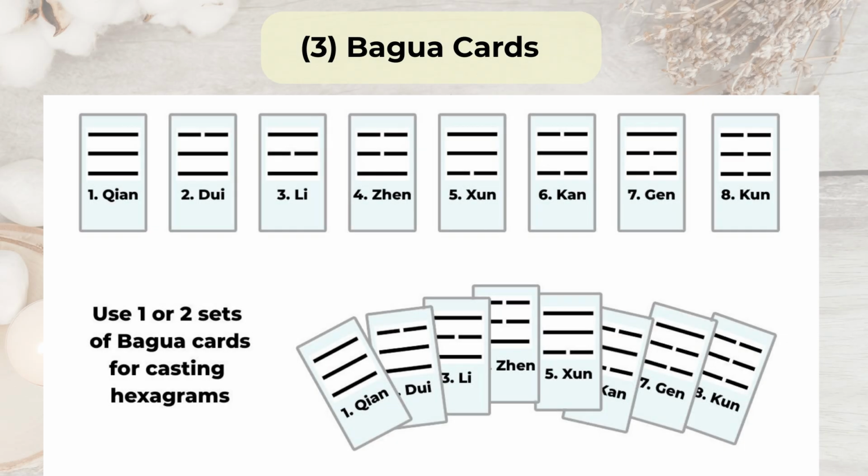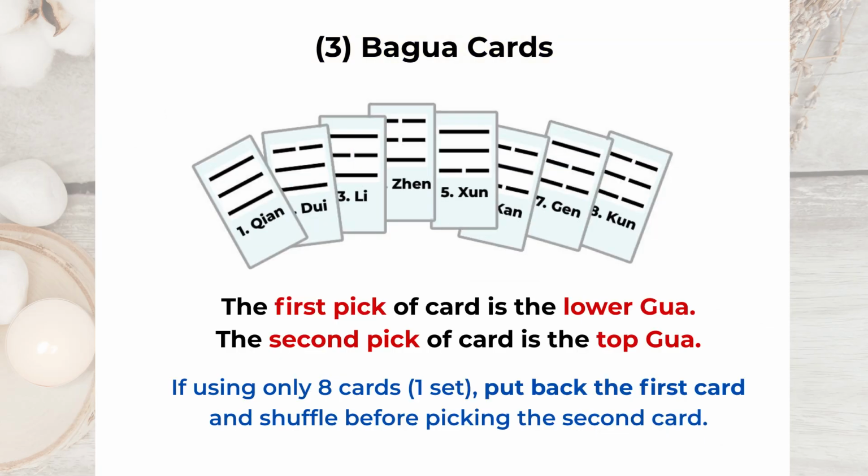And the third method I want to show is the Bagua cards method. You can make your own Bagua card. It can be 1 set of Bagua cards or 2 sets. And write down the Bagua number and the symbol on each card. If it's 1 set, it will be only 8 cards. If it's 2 sets, it will be 16 cards.